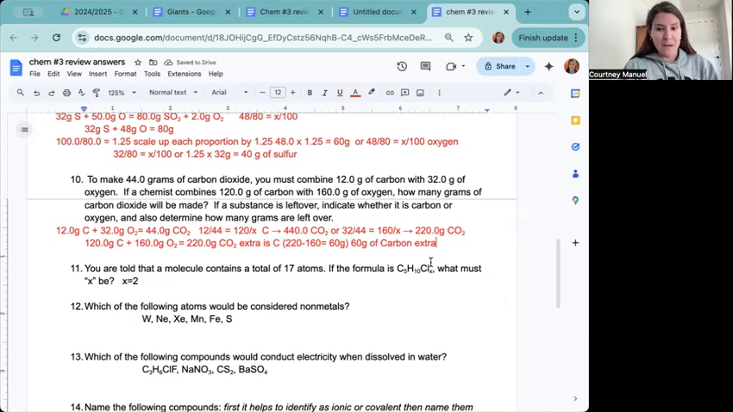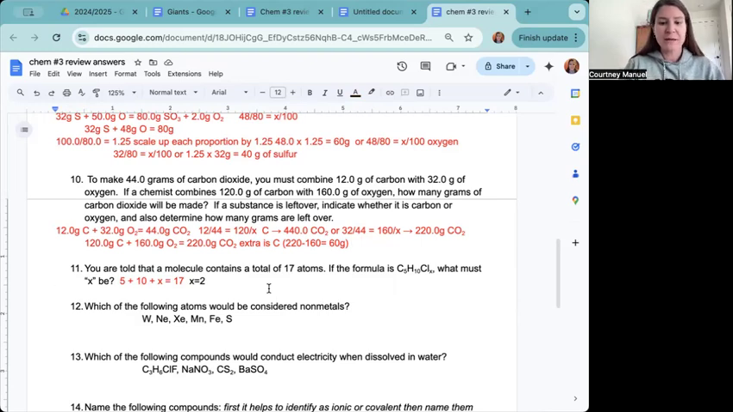Okay, number 11. We need to just move on. Here we go. How do we do 11? You're told that a molecule contains 17 atoms. If the formula is C5H10ClX, what could the X be? We just add those up, and it tells you 5 plus 10 is 15, plus something equals 17, and X equals 2.